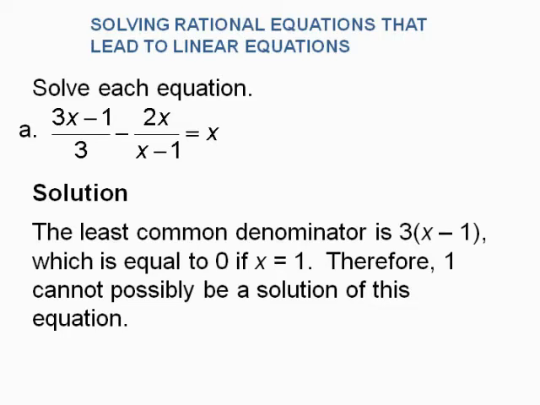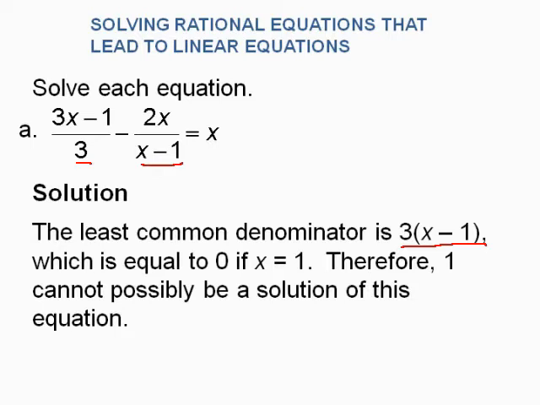So looking at this first example here, we've got (3x minus 1) over 3 minus (2x over x minus 1) equals x, and we are trying to solve this rational equation here. Now, what you have to look at here is the common denominator. Well, you've got a 3 and you've got an x minus 1. So multiplying these together, the least common denominator is 3 times (x minus 1).